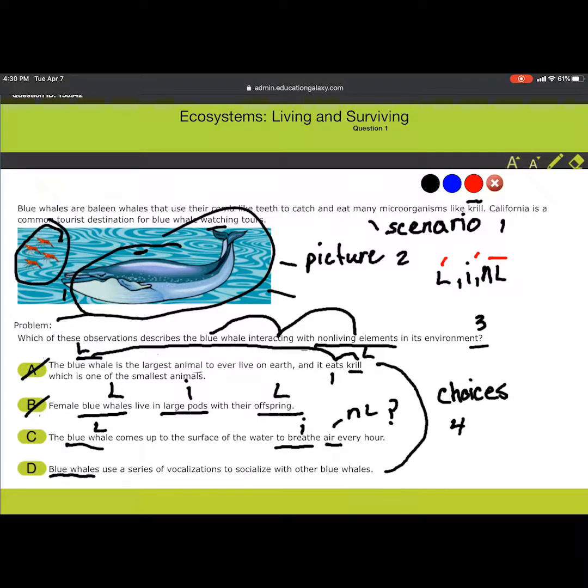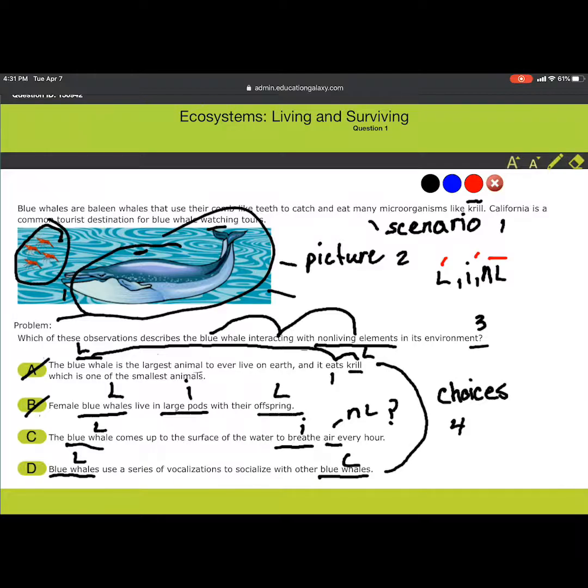Let's go to the next one. Here it is, blue whales. That might be my living. Since I've already gone through three of these, I'm starting to understand that they're just going to focus on the blue whales. They're not going to throw many other types of living creatures at me. Blue whales use a series of vocalizations to socialize with other blue whales. Okay, so here it is, living.